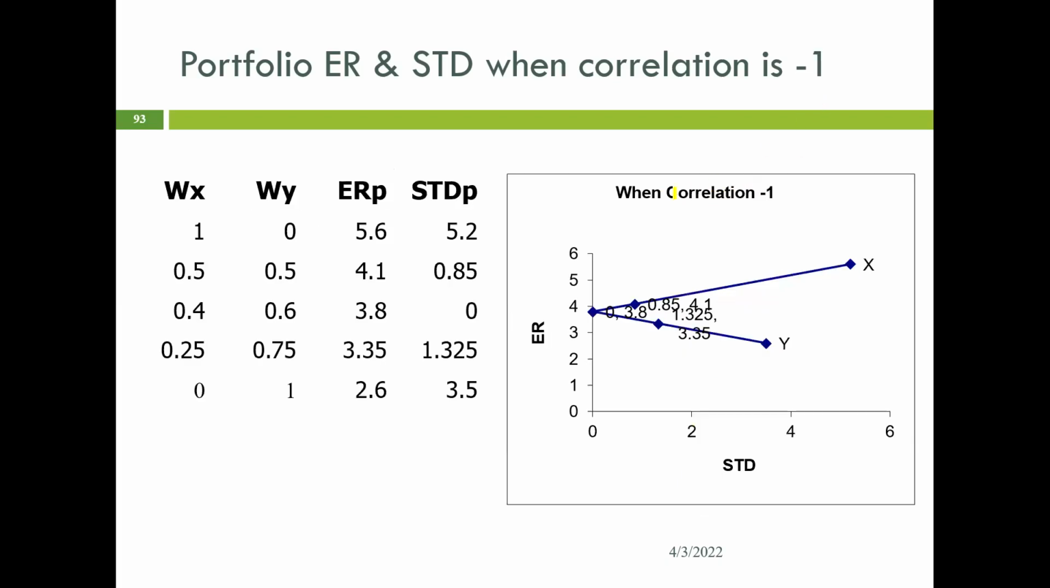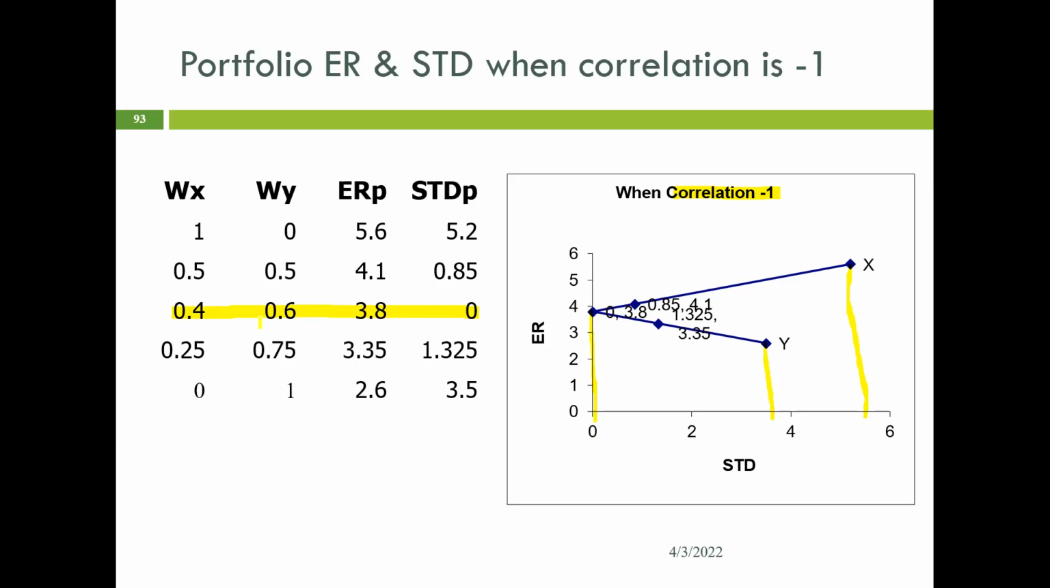When correlation is perfectly negative, what can we see? Now you can see there is one point where standard deviation is zero. Here, this is X stock's standard deviation. This is the Y standard deviation. So X standard deviation is decreasing, Y standard deviation is also decreasing. This is the portfolio standard deviation. So portfolio standard deviation moves in a line like this. There is one point where portfolio risk is equal to zero.